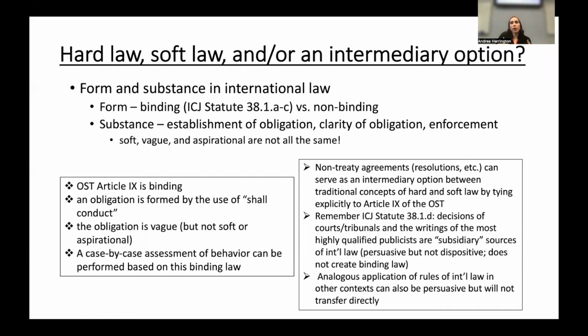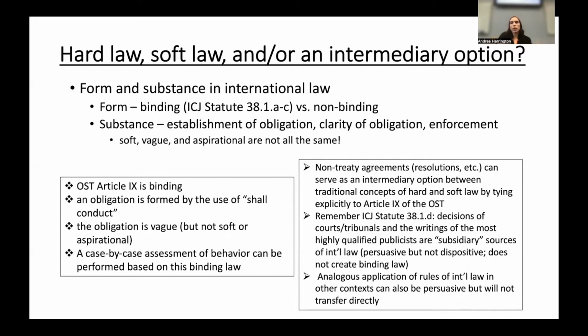But you can have vague language that is in a treaty, that is in a binding source, and that is still a binding rule that is vague in terms of how we apply it as written in the treaty, but it's still binding. And then aspirational, you can have language in even a binding treaty that is written in such a way that it is not intended to be creating a rule in and of itself that states are going to follow as a hard rule, even though it's within a binding document.